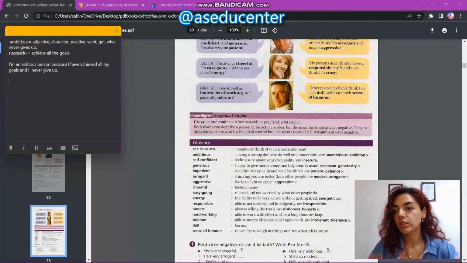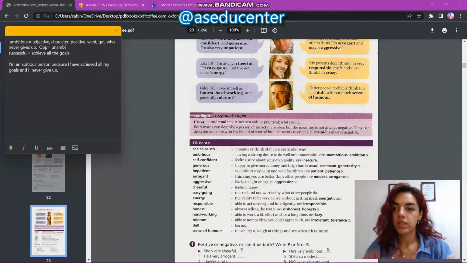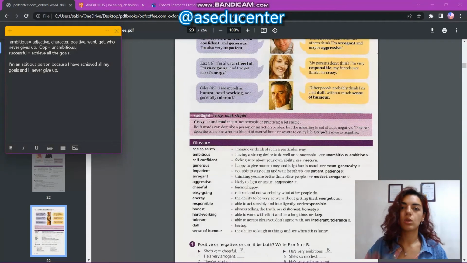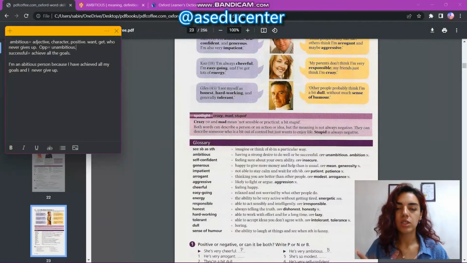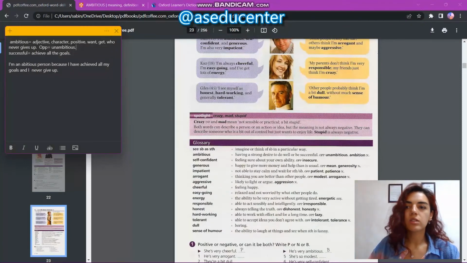So we have the word ambitious, and the opposite, like antonym, it's unambitious. I'm just writing the word here to remember it. And then I try to check its pronunciation, of course, its meaning, so we understand it. Then the last thing here is to check different parts of speech, because ambitious is an adjective, but how can I use it as a noun? How can I use it as an adverb? So again, you can use Google Translate, the other dictionaries.